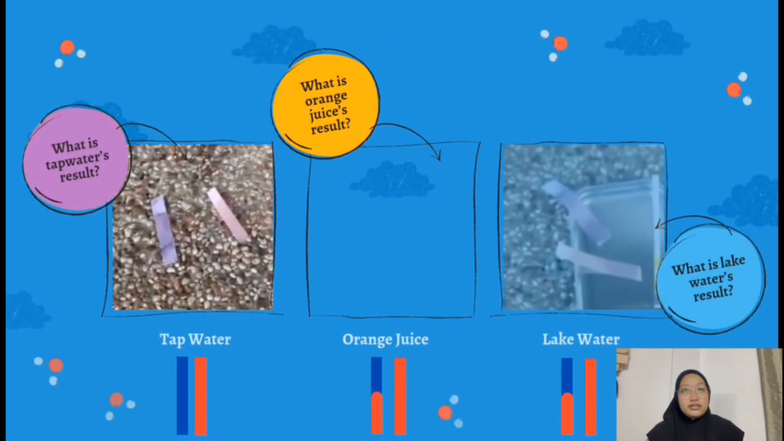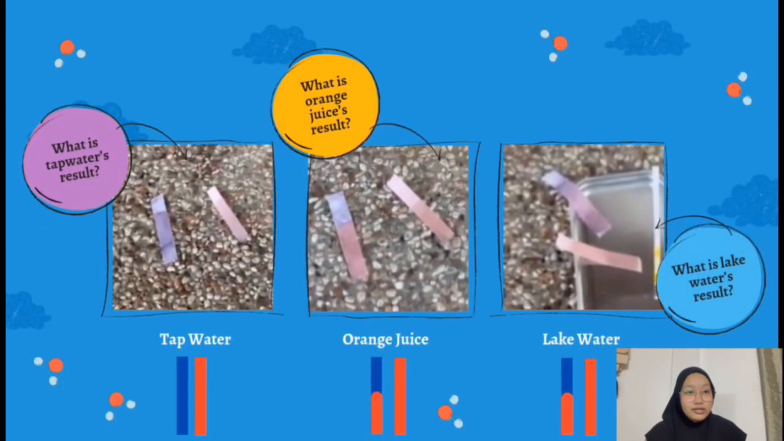And this is the result that we get after we use the litmus paper test on each type of water. As you can see, for the tap water's result, for both litmus papers, it doesn't change into any color.